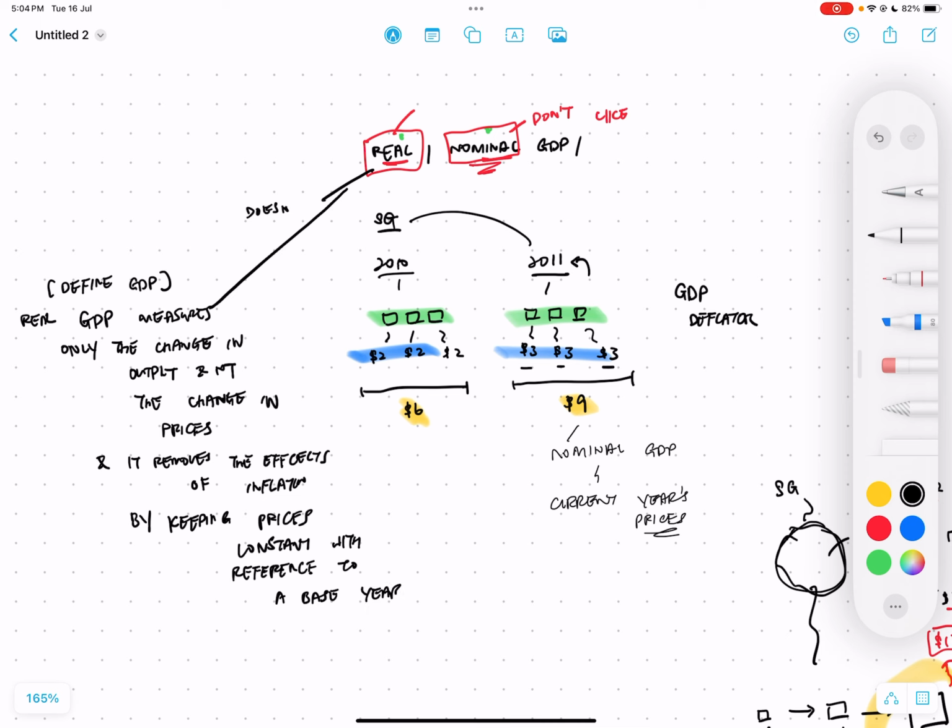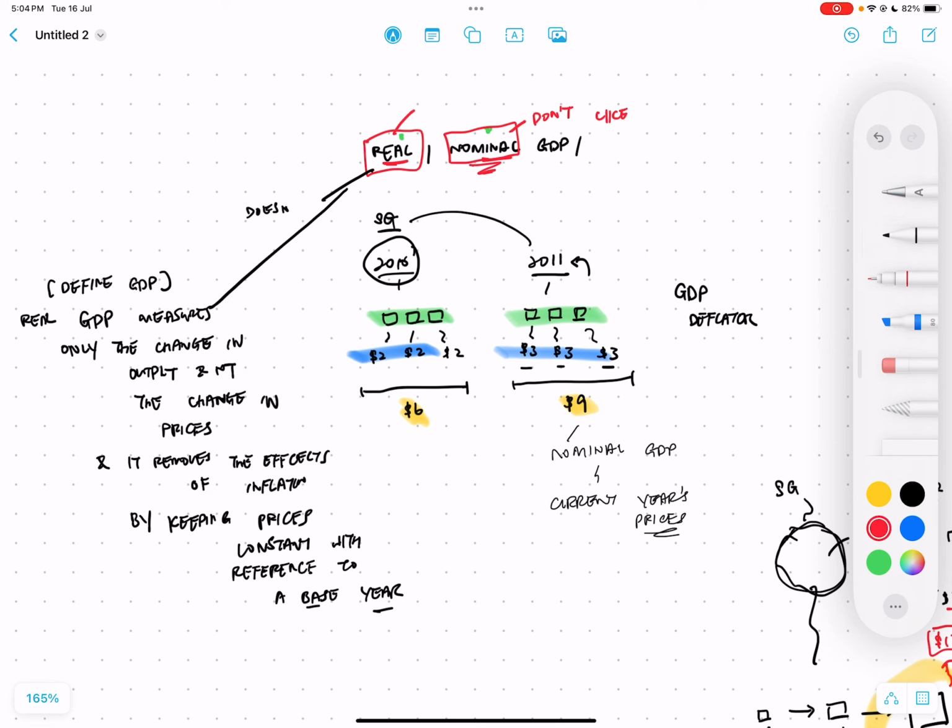So what you do, right, is you set a particular year to be something called the base year. Right? Then you say, okay, let's say I want to keep 2010 as a base year. Then what we want to do is you say, if 2010 is the base year, then I want to keep the prices of all subsequent years to be equal to that of the prices in 2010.